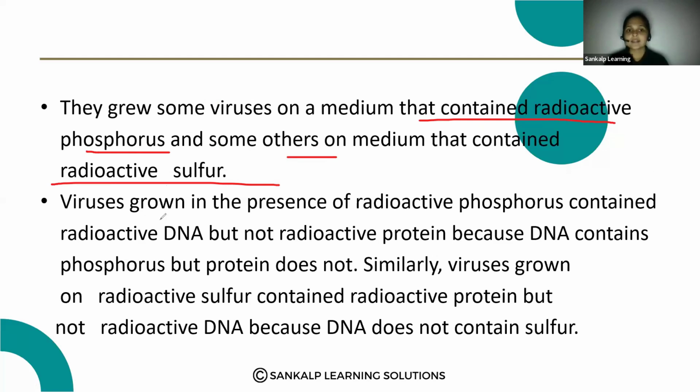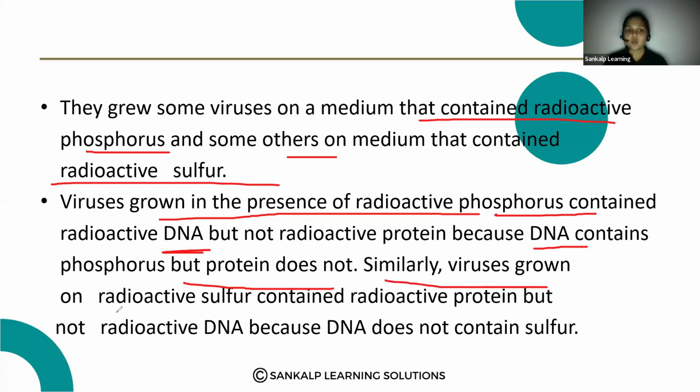Viruses grown in the presence of the radioactive phosphorus contain the radioactive DNA. The virus that was grown in radioactive phosphorus contains the radioactive DNA but not the radioactive protein, because the DNA contains the phosphorus. Since DNA has phosphorus, it has absorbed the radioactive phosphorus, but protein does not.